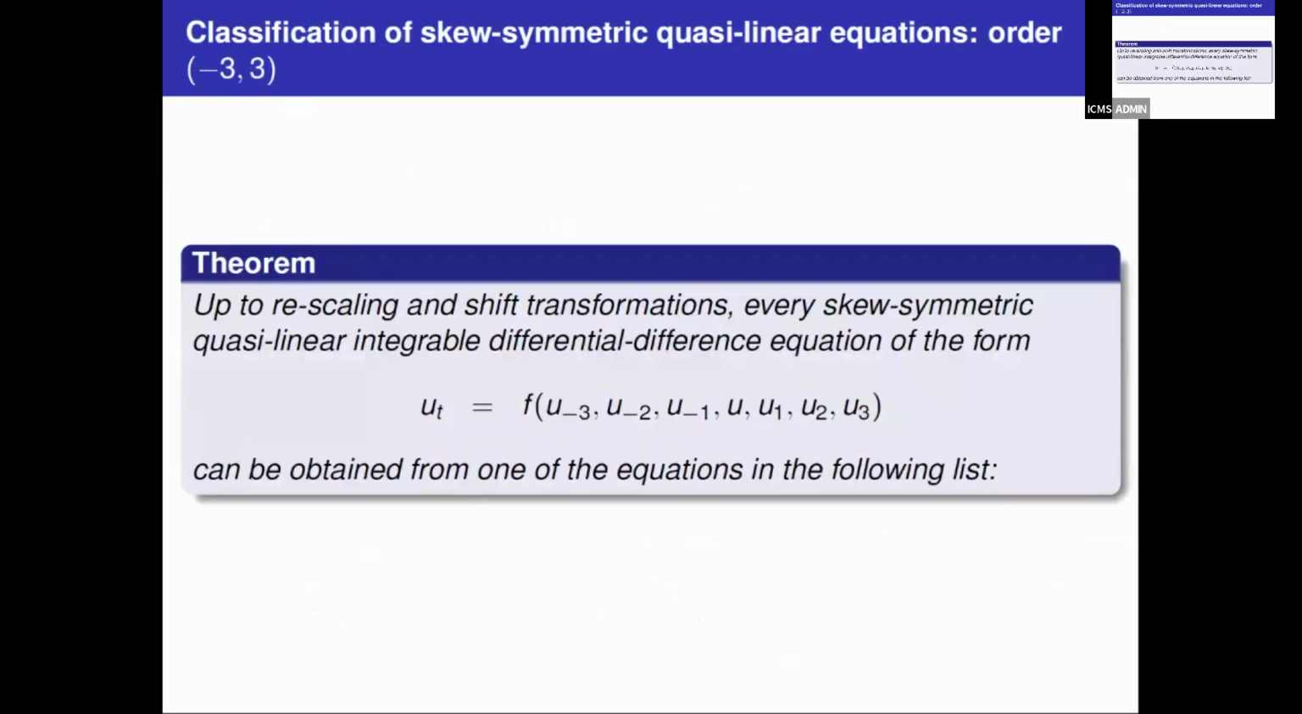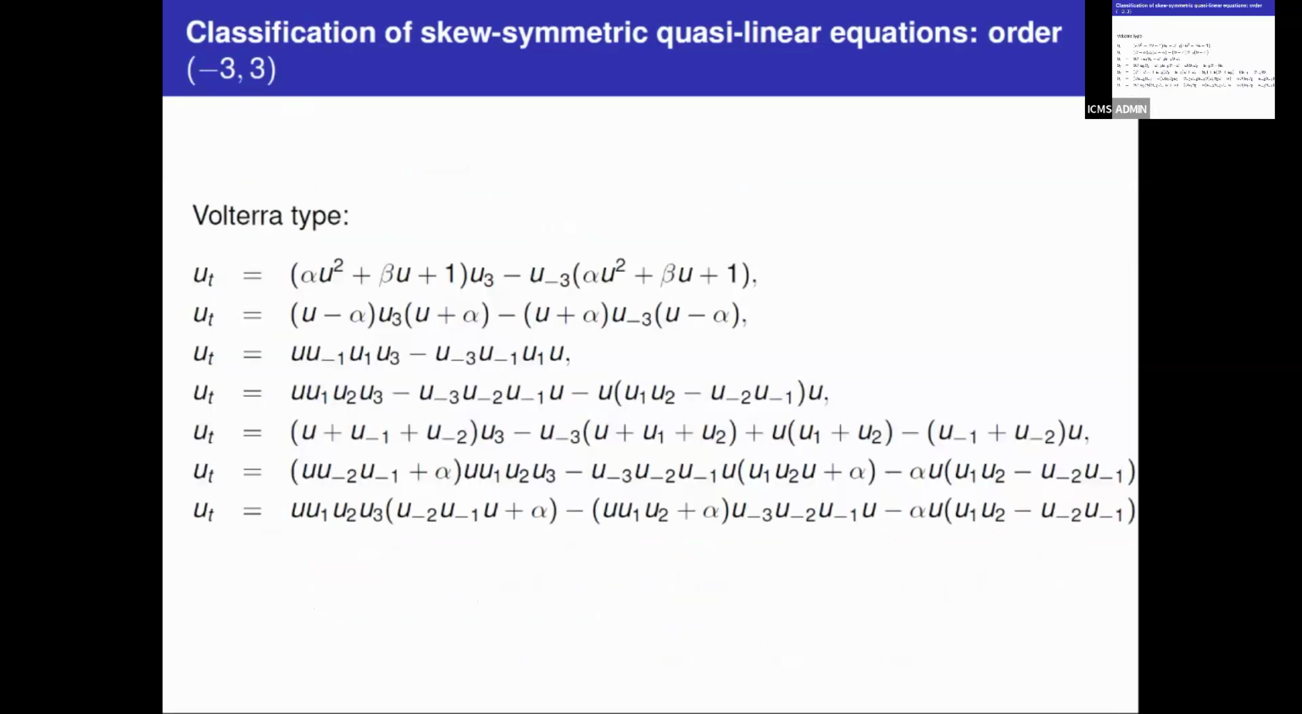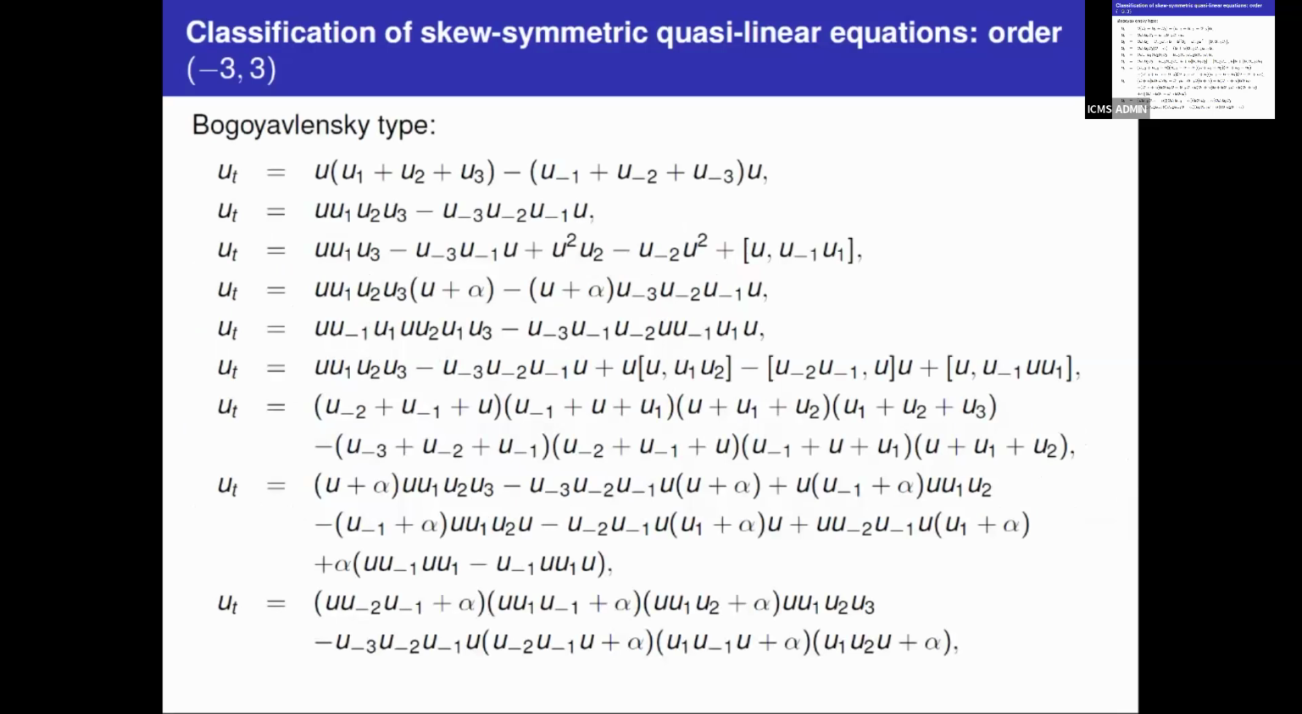Now the list of equations of order -3, 3. Again, a pair of stretched Volterra equations, and then another one. And Bogolinsky type. So again, usual additive Bogolinsky, usual multiplicative Bogolinsky, and let me draw your attention to equation 4. So it contains a parameter.